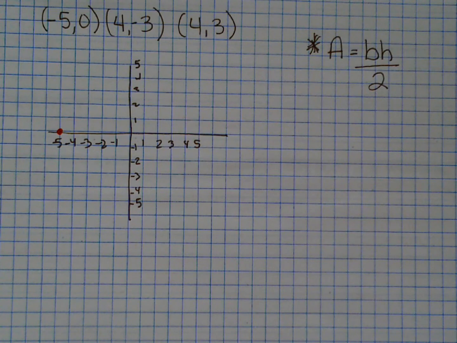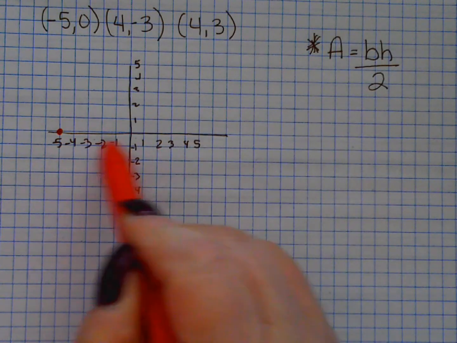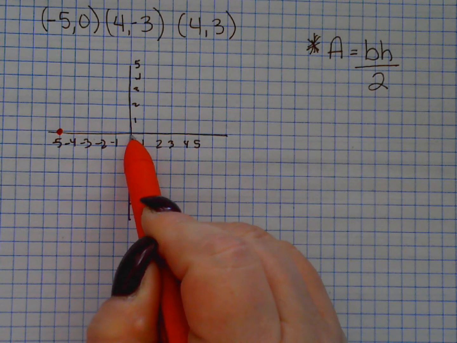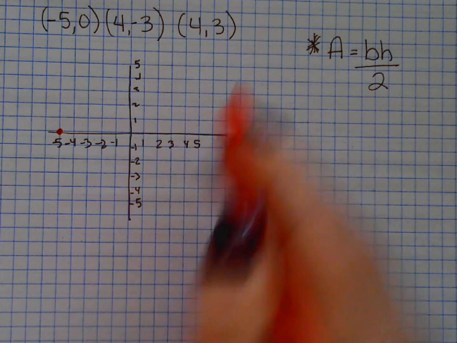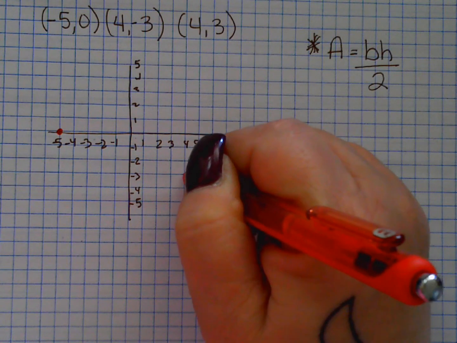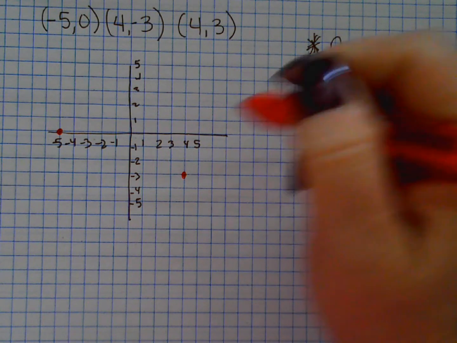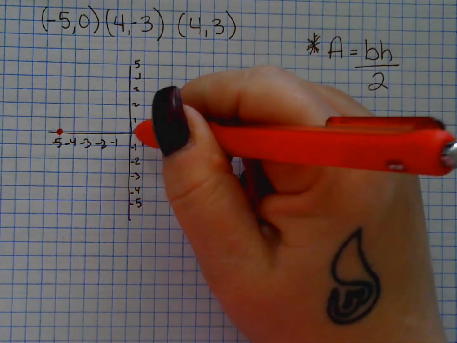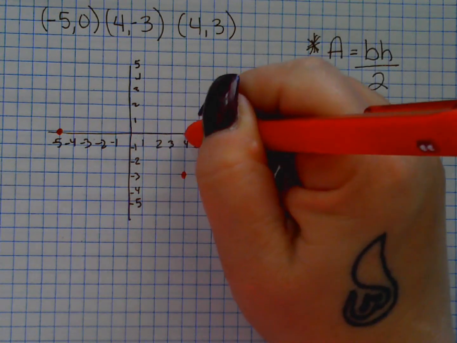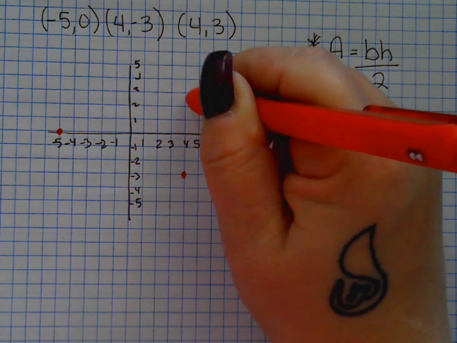Okay? Next, 4, -3. So now I'm going to the origin, and I'm going to count over 4 and then -3. So there's my second point. And my last one is 4, 3. Again, I'm starting at my origin, I'm coming over to the +4, and I'm going up to +3.